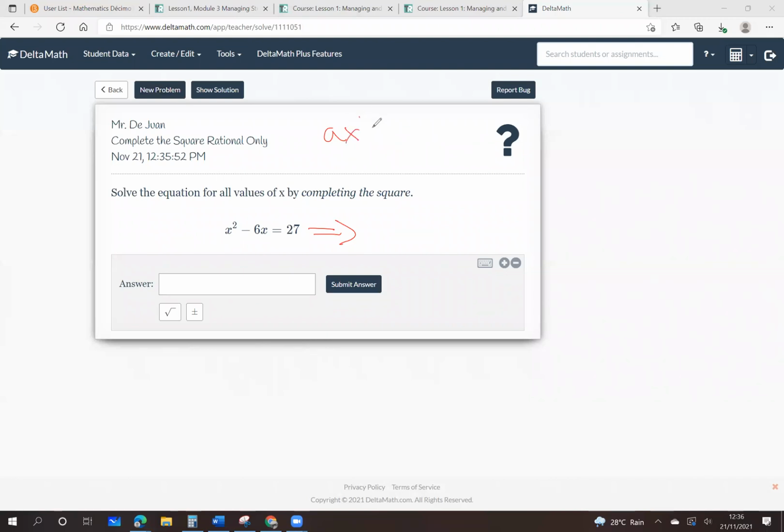So let's do that one more time. You want it in this form, ax squared plus bx plus c. Don't start these questions without writing it in the correct form. So if I have positive 27, I can subtract it on both sides, giving y on one side. X squared minus 6x minus 27.